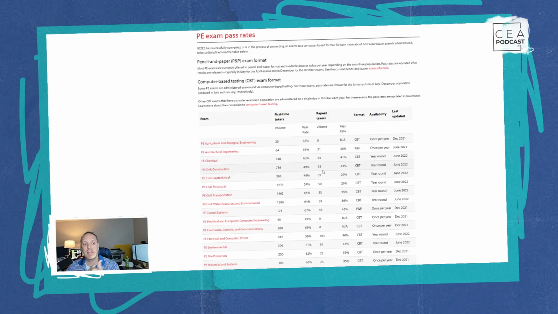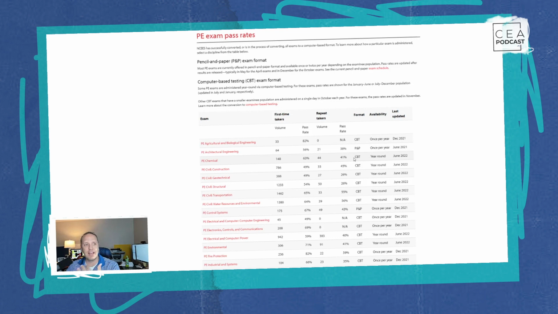As a repeat taker, it did drop down to 45%, which is also maybe disheartening. But I would say with both of these, don't lose hope and don't be discouraged. Your best foot forward on the first exam is going to be your best, but continue to march forward as you're taking the exam, and I promise you'll get through it.